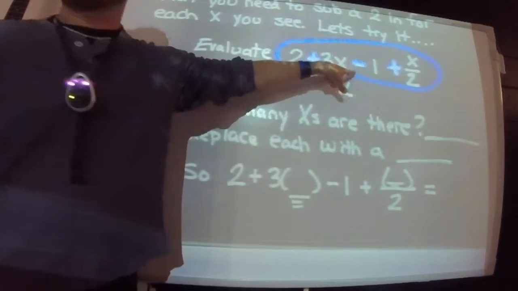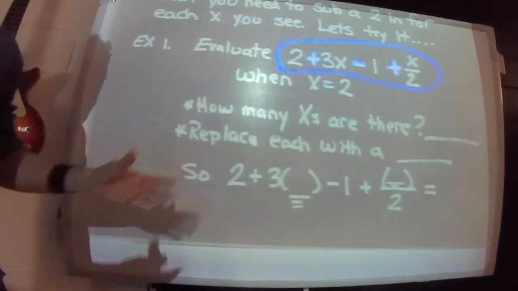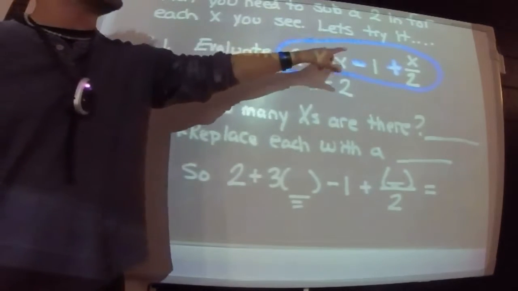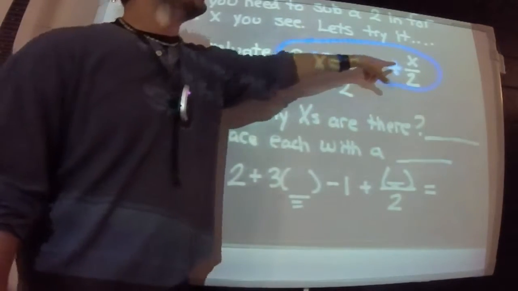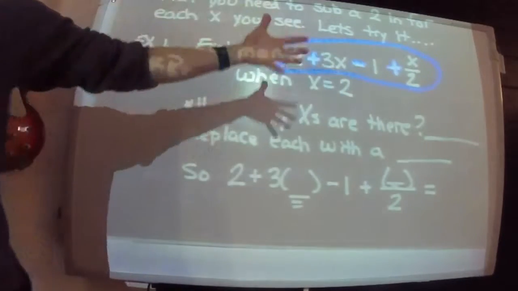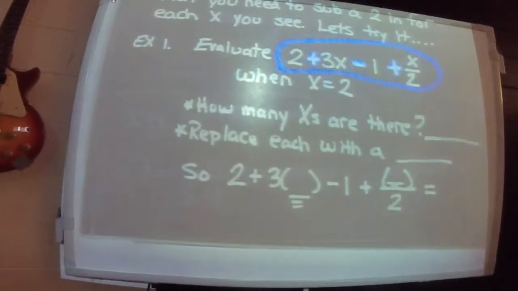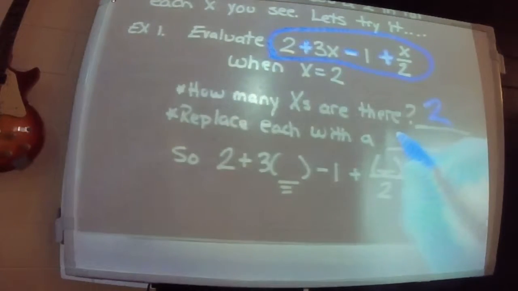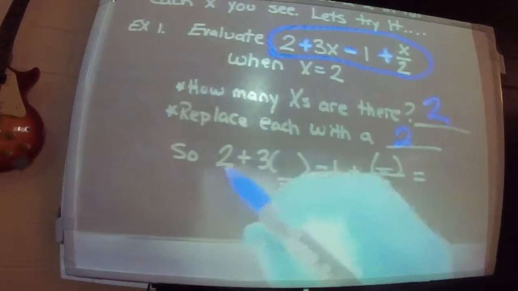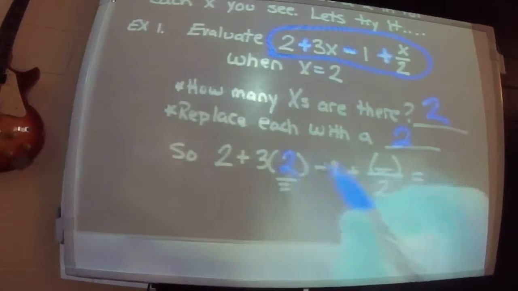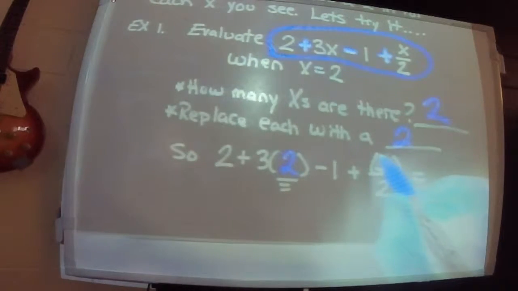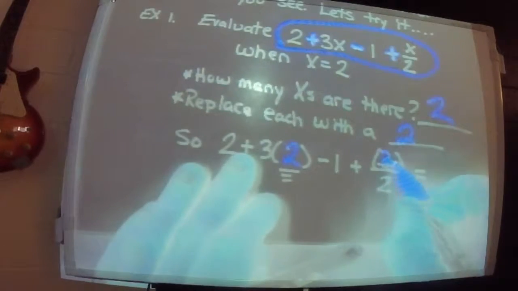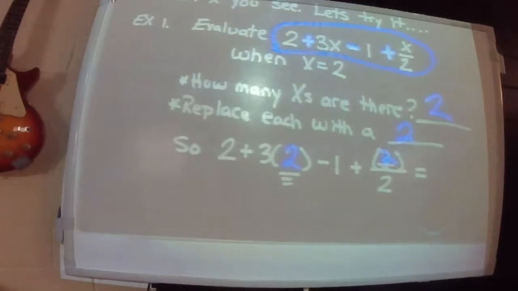2. For some reason, I've had some freshmen come in and go, wait, okay, so now it's 2 plus 32 plus 1 plus 2. They're not digits. It's that 3x is 3 times 2. How many x's are there? 2. Replace each with a 2. So now it's 2 plus 3 times 2 minus 1 plus 2 over 2. So go ahead and put that in.